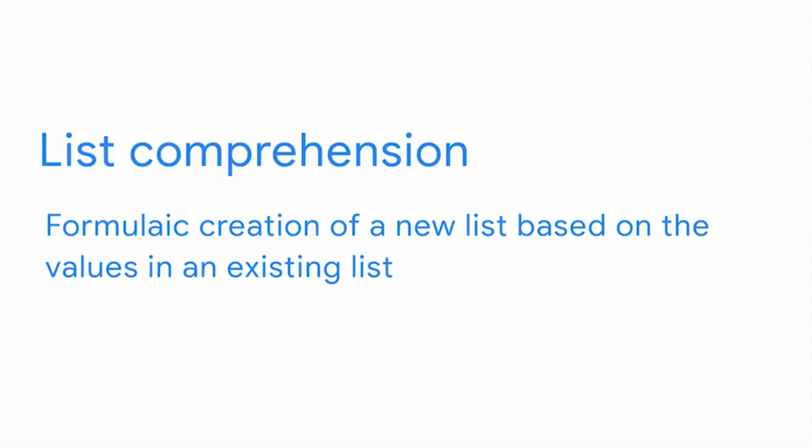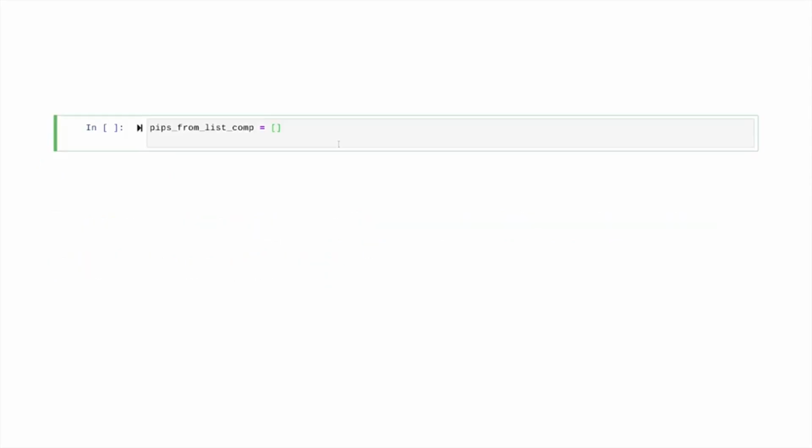Here's how it works. Begin by assigning a variable for a new list. We'll call this one pips from list comp. For its value, create an empty list. Now we basically write a for loop, only in reverse. We begin with the calculation that creates each element of the list. In this case, we want each element to be the total number of pips on the domino, which is the domino at index 0 plus the domino at index 1.